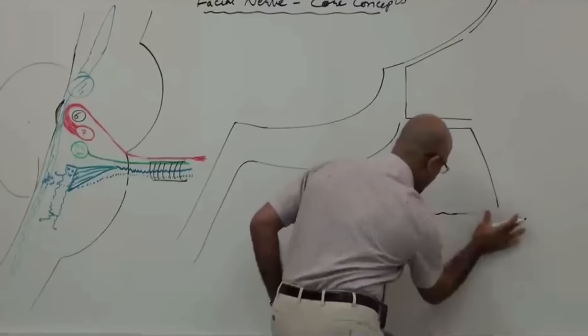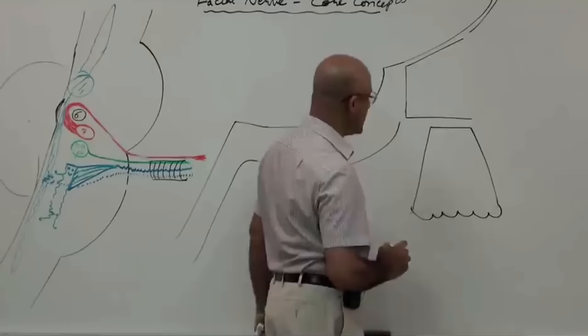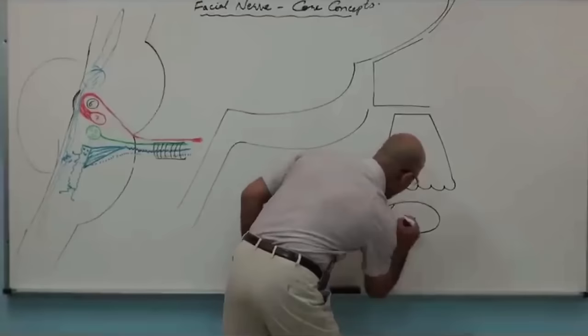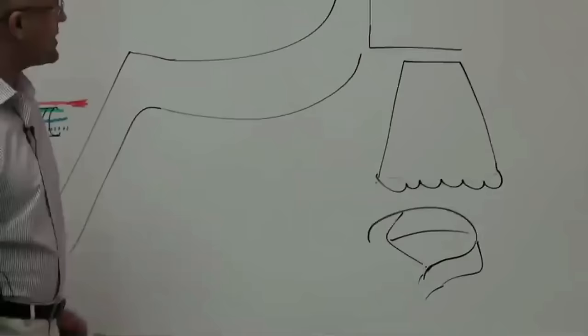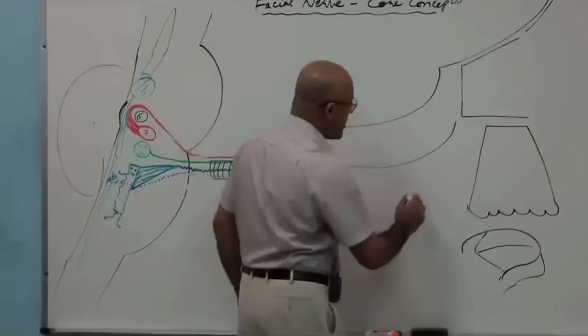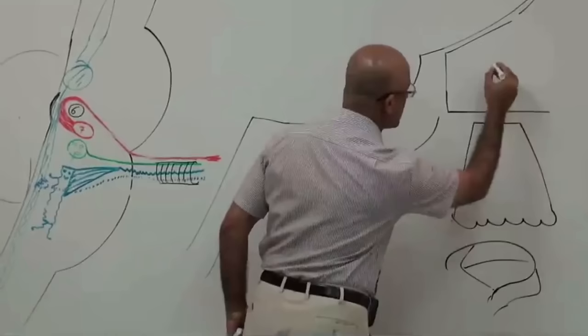I will just draw some important structures so we can see. And under the maxilla, of course, if you open your mouth, you will see your tongue. I think someone else will see your tongue, right? Here is your tongue. So anterior cranial fossa, middle cranial fossa, posterior cranial fossa. Here is the brainstem, right? And this is the orbit.